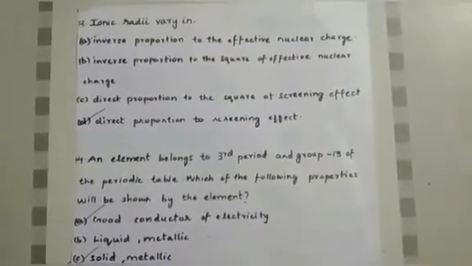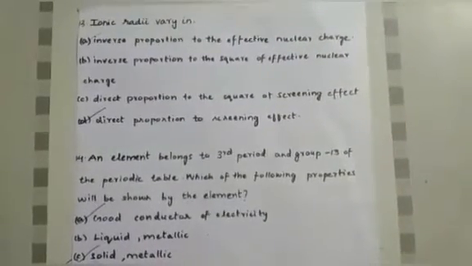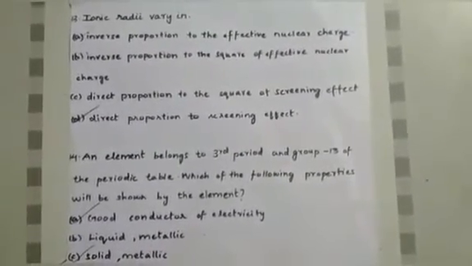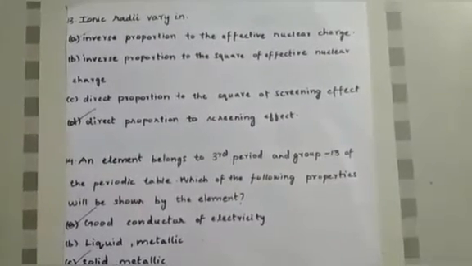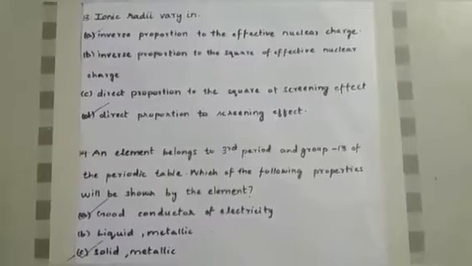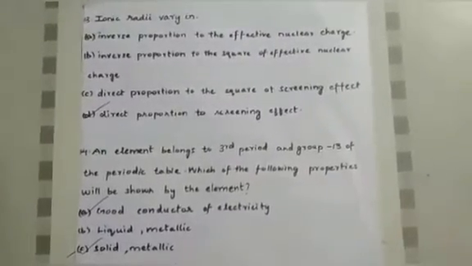13th question is, ionic radii vary in A. Inverse proportion to the effective nuclear charge, B. Inverse proportion to the square of effective nuclear charge, C. Direct proportion to the square of screening effect, D. Direct proportion to screening effect.